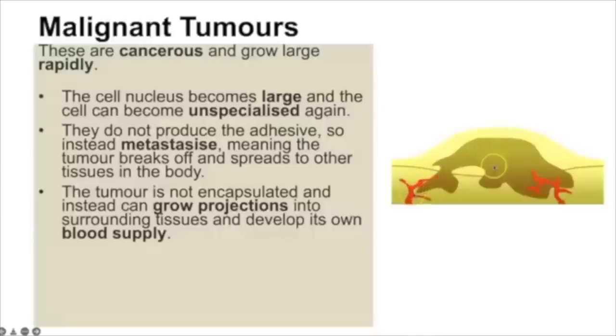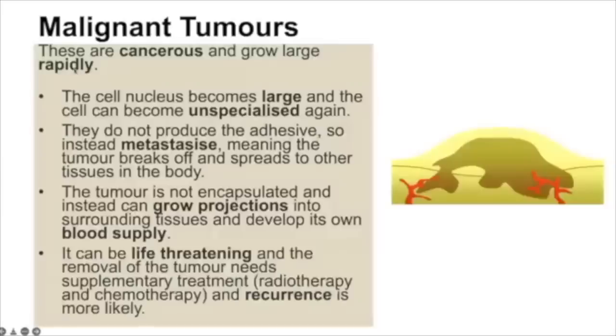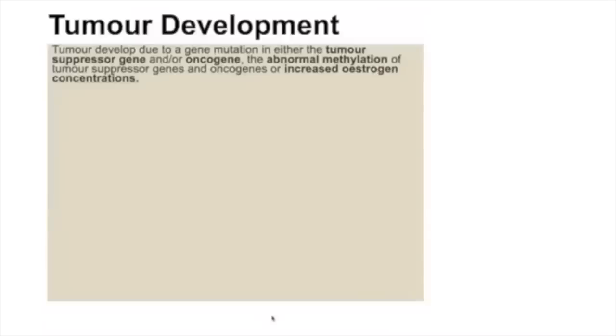And once that tumour has its own blood supply, it's going to be receiving lots of oxygen and glucose for respiration, and that is one of the reasons why those cancerous tumours can grow so rapidly. It can be life-threatening, and the removal of the tumour often needs supplementary treatment like radiotherapy and chemotherapy, and the reoccurrence is more likely than with a benign tumour.